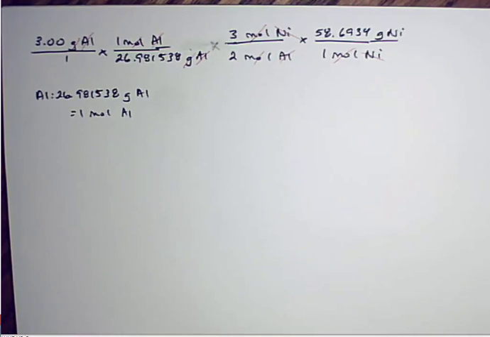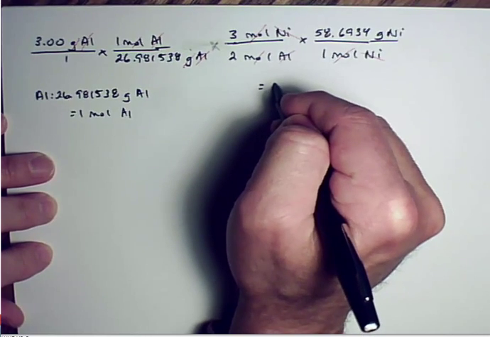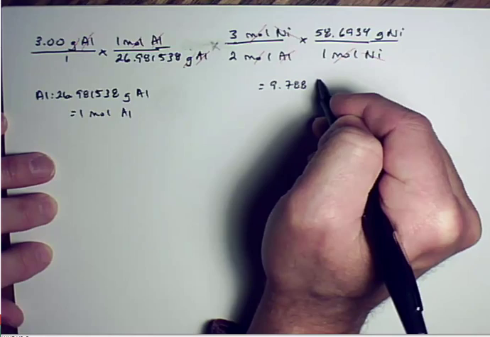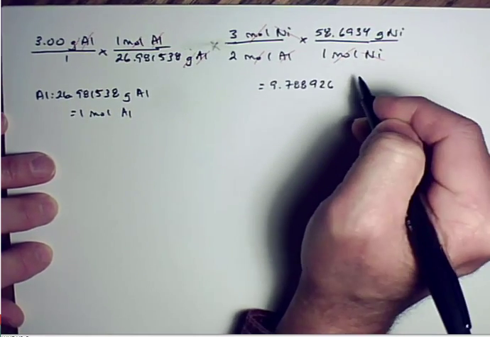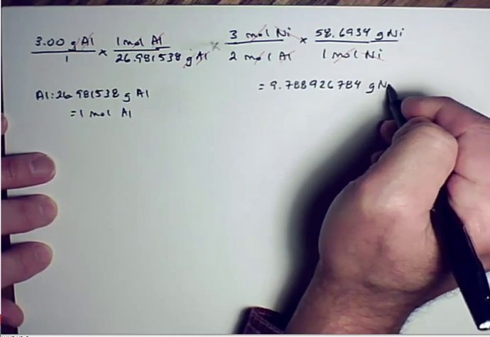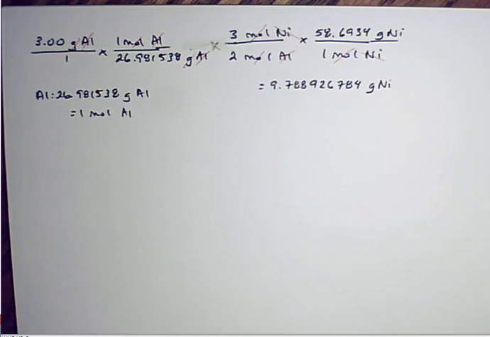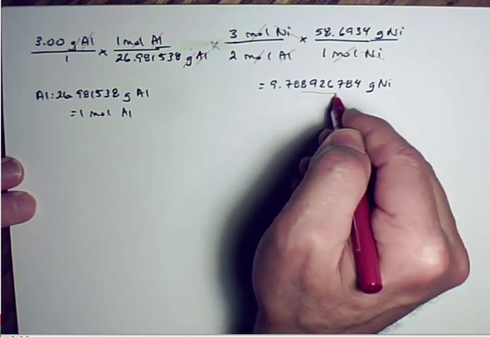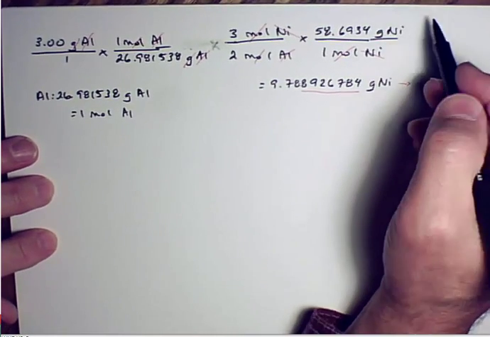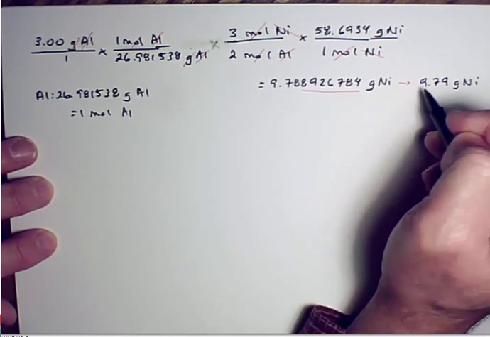And we do all the math, and we find that this is going to give us 9.788926784 grams of nickel. Now your calculator may have a few less digits or a few more digits on the right. How many significant digits do we need? 3. Going to round it off. 9.79 grams of nickel.